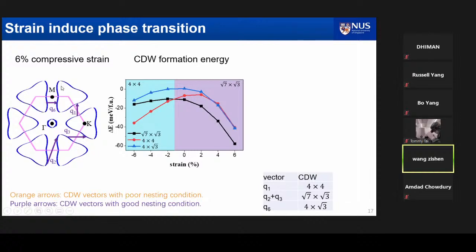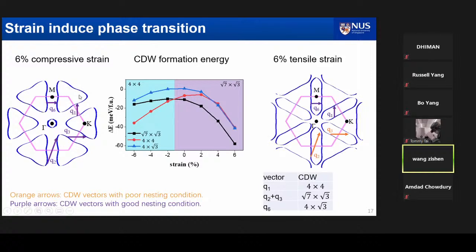And this is the Fermi surface of VSe2 under the tensile strain. As you can see, the nesting conditions for Q2 and Q3 are nearly unsatisfied, while the √7/√3 CDW still has the lowest energy. Considering the broadened distribution of the imaginary frequency along the high symmetry path, we suggest that the structure is intrinsically unstable and cannot be understood by CDW distortion.